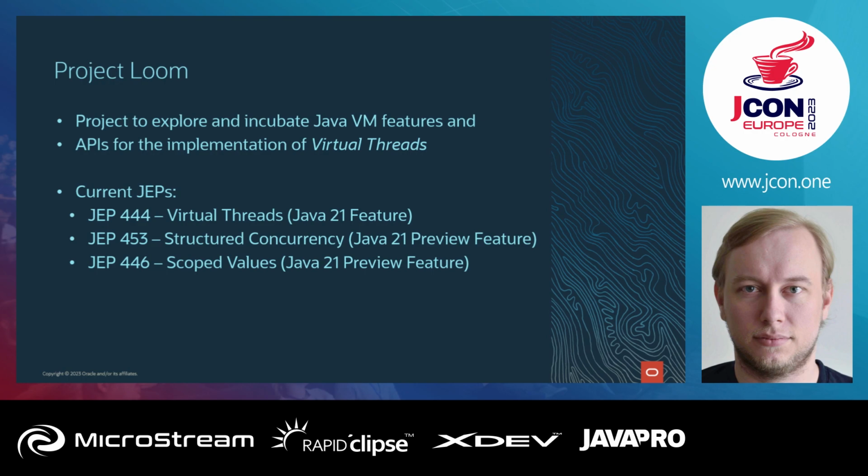The first one is virtual threads, which is scheduled to be Java 21 GA, and it's under JEP 444. Then there is structured concurrency, which is scheduled to be a preview feature in Java 21, and it's under JEP 453. And lastly, there are scoped values, also scheduled to be preview features in Java 21.